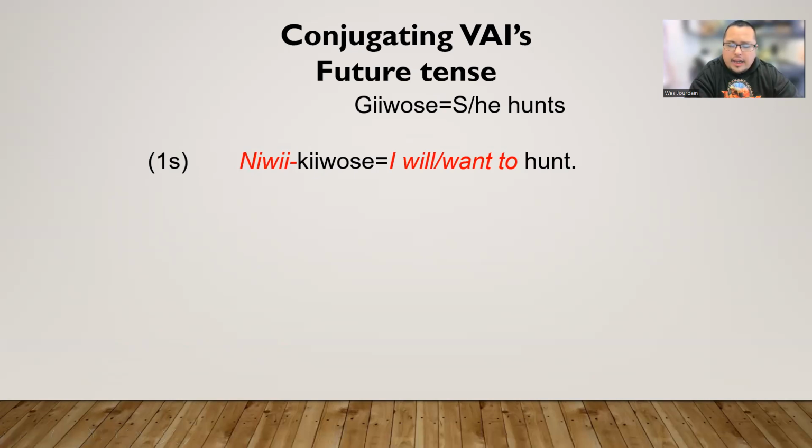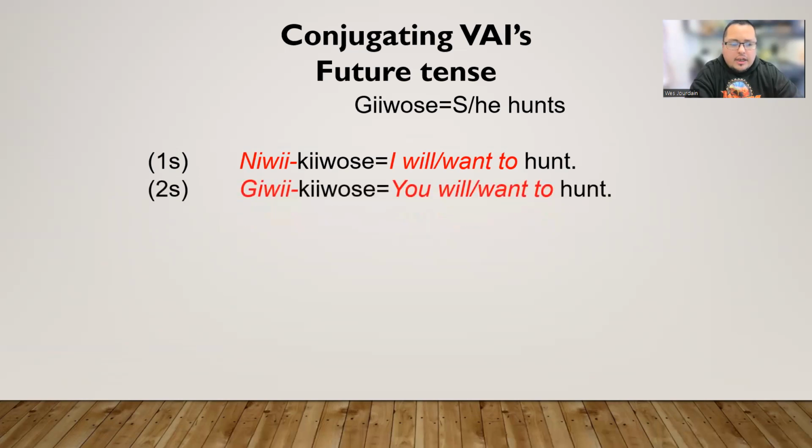You could also say inga giwose. That is telling you for sure that you're going to go in the future tense. For sure, I will go hunting. I will hunt. Okay, inga kiwose could be how you could say that, but we'll talk about that other future tense marker in other episodes.